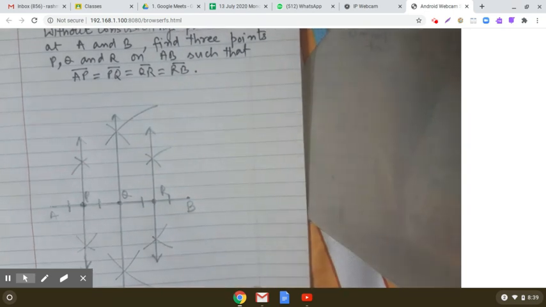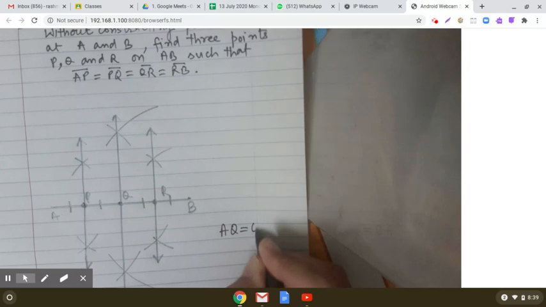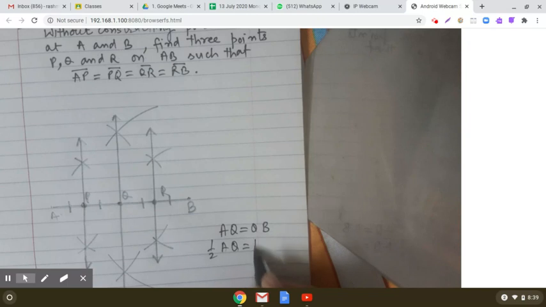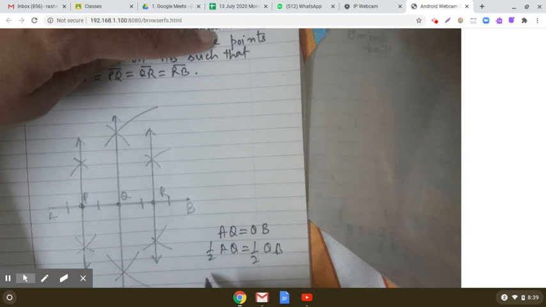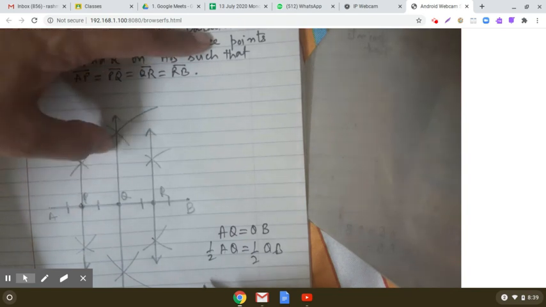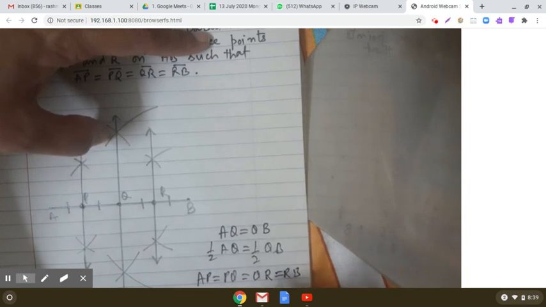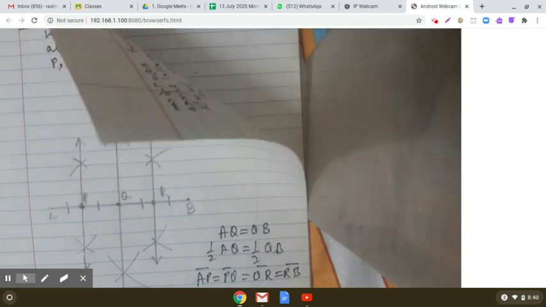Now you see AQ is equal to QB. So half of AQ is equal to half of QB. Fine. So what is half of AQ? Half of AQ is AP and half of AQ is PQ. So can I say AP is equal to PQ is equal to QR is equal to RB. So this is how we get all the four equal parts of AB. I hope it is clear to you.